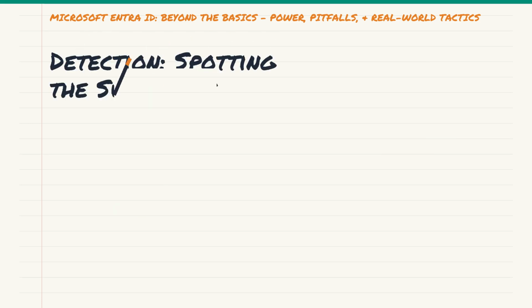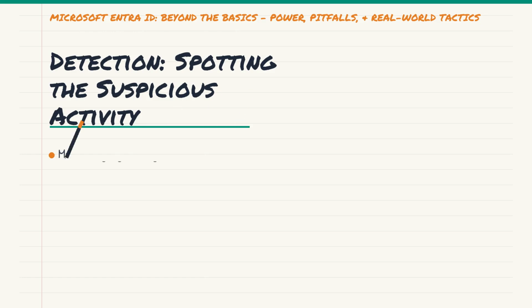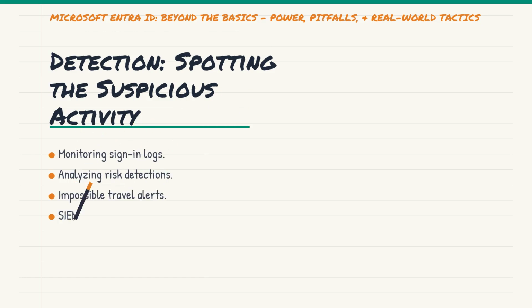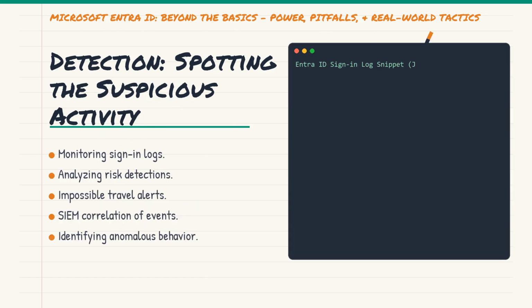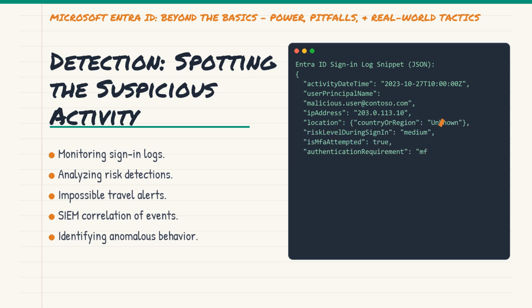So, how do we spot these attacks in action within Entra ID? This is where monitoring and logging become critical. Entra ID provides extensive audit logs, sign-in logs, and risk detection reports. We look for impossible travel scenarios, a user signing in from two continents in minutes, sign-ins from unusual locations or at odd hours, multiple failed sign-in attempts followed by a success, or changes to critical security settings.